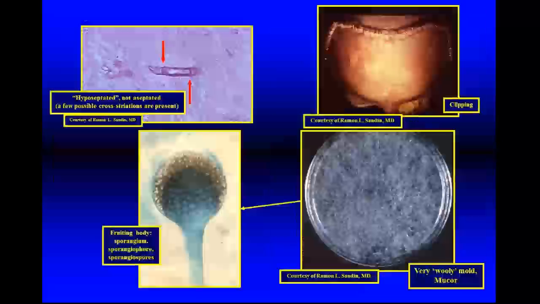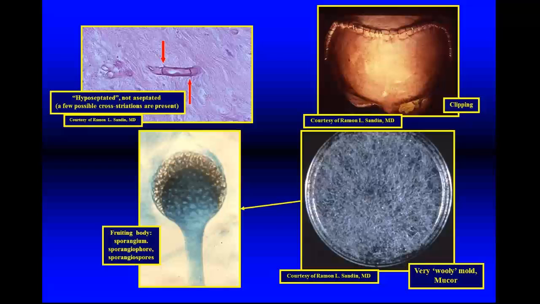Rarely will you see this. So I took a picture, one little hypha with two cross walls. These are hyposeptated. Rarely will you see two. They're not aseptated like in the old books. They can have them, but they're never, ever as regular as in an Aspergillus or one of the hyalo or pheohyphomycetes. And they don't branch at 45. Okay, they branch, if anything, at 90. And they tend to be very irregular.